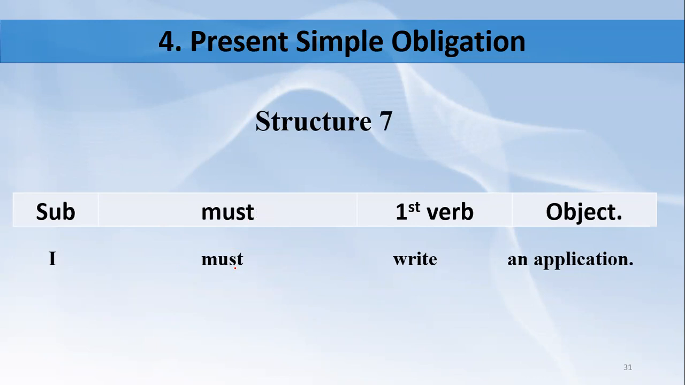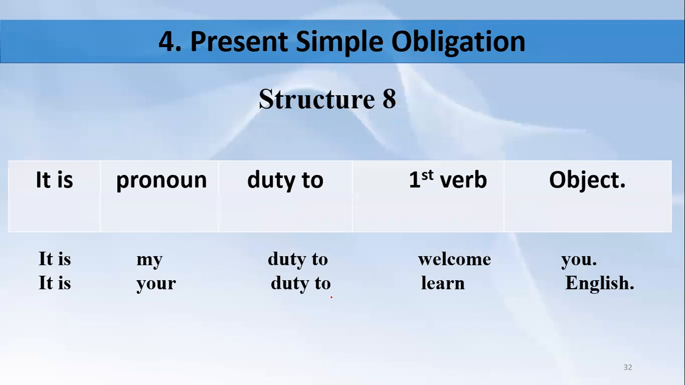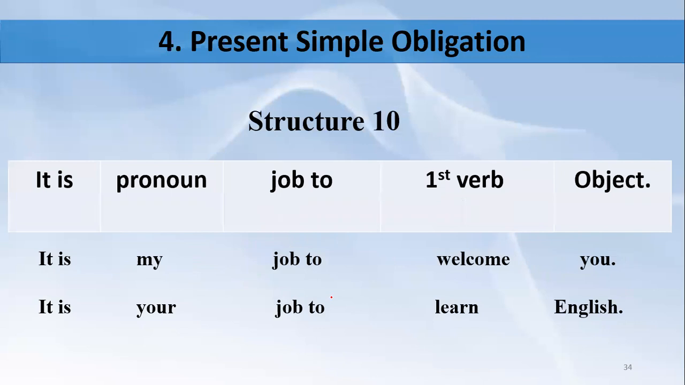Then the seventh structure for talking about our obligations is must. He must do that, she must do that, we must do that. We must take all the online classes. You must be very ready for all your exams. So must is another structure. Then there are 3 more structures: duty to, responsibility to, and job to.